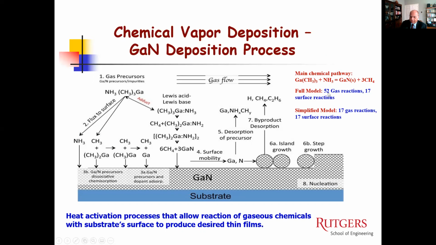Looking at all the equations, there are 52 gas reactions and 17 surface reactions. This is often called a full model, but there can be even more intermediate reactions. But if you simplify it, you end up with 17 gas reactions, 17 surface reactions, which is still a lot, and it's a very complicated process to model. The heat input is needed to make sure that this occurs. At very low temperature, there's not enough energy. At very high temperature, there's too much dissociation. So you have to worry that the temperatures are in the right range.